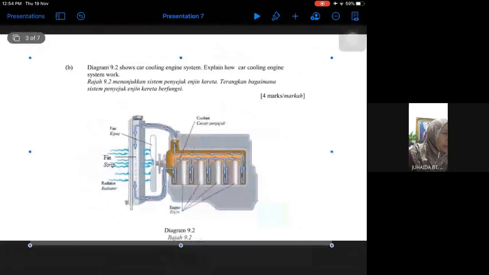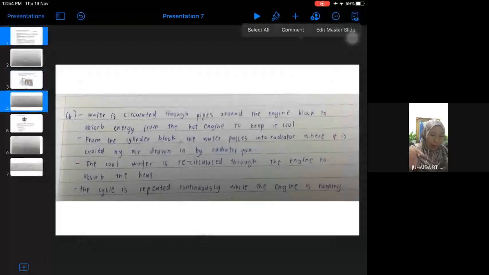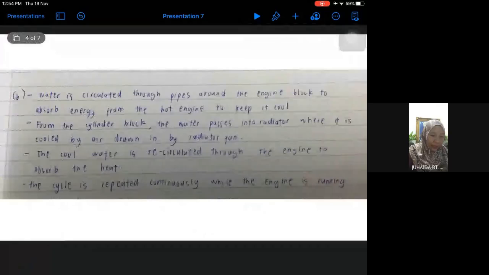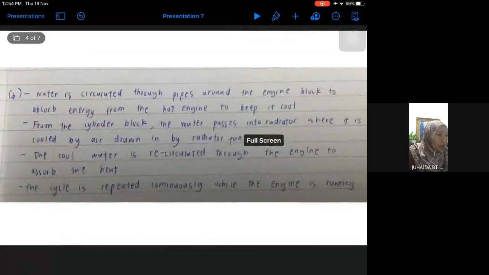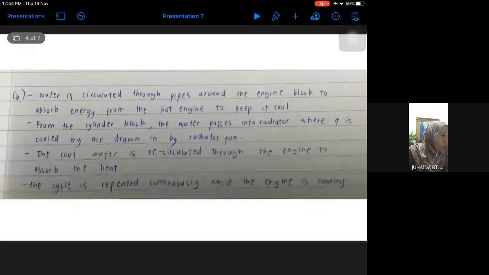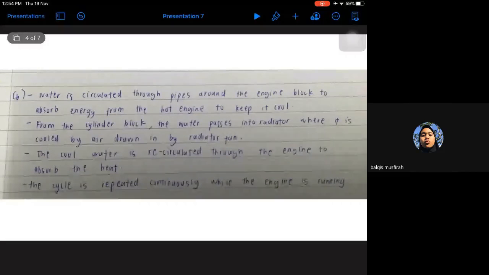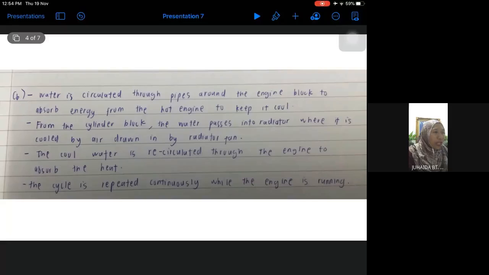Okay, where is your answer? So 4 marks maksudnya ada 4 markah. Okay, you tulis itu water is circulated. Bacakan Dura. Dura ke Balkis? Balkis. Water is circulated through pipes around the engine block to absorb energy from the hot engine keeping cool. Oh, ayat buku ni. Okay, lagi?